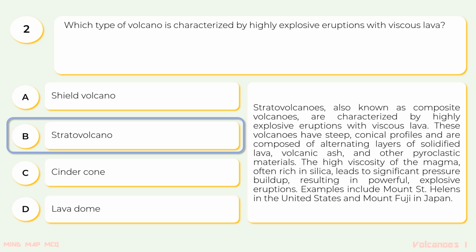These volcanoes have steep conical profiles and are composed of alternating layers of solidified lava, volcanic ash, and other pyroclastic materials. The high viscosity of the magma, often rich in silica, leads to significant pressure buildup resulting in powerful explosive eruptions. Examples include Mount St. Helens in the United States and Mount Fuji in Japan.